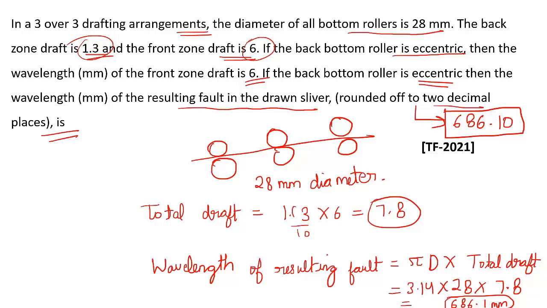So you need to be clear what is the formula for total draft and what is the formula for wavelength of the resulting fault, pi d into total draft, because total drafting helps in improving the orientation of the resultant fiber. So the total draft is calculated using the back draft multiplied by the front zone draft. So in this case it was eccentric. Now coming on to the next question.